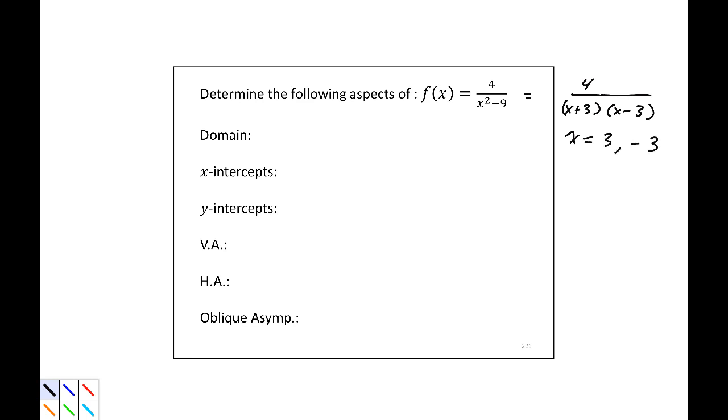Which means our domain, which I'm going to write in interval notation, is the interval from negative infinity to negative 3, open parentheses, union with the interval from negative 3 to positive 3, open parentheses, union with the interval from 3 to positive infinity, open parentheses. Now, because our numerator is never 0, we have no x-intercepts.